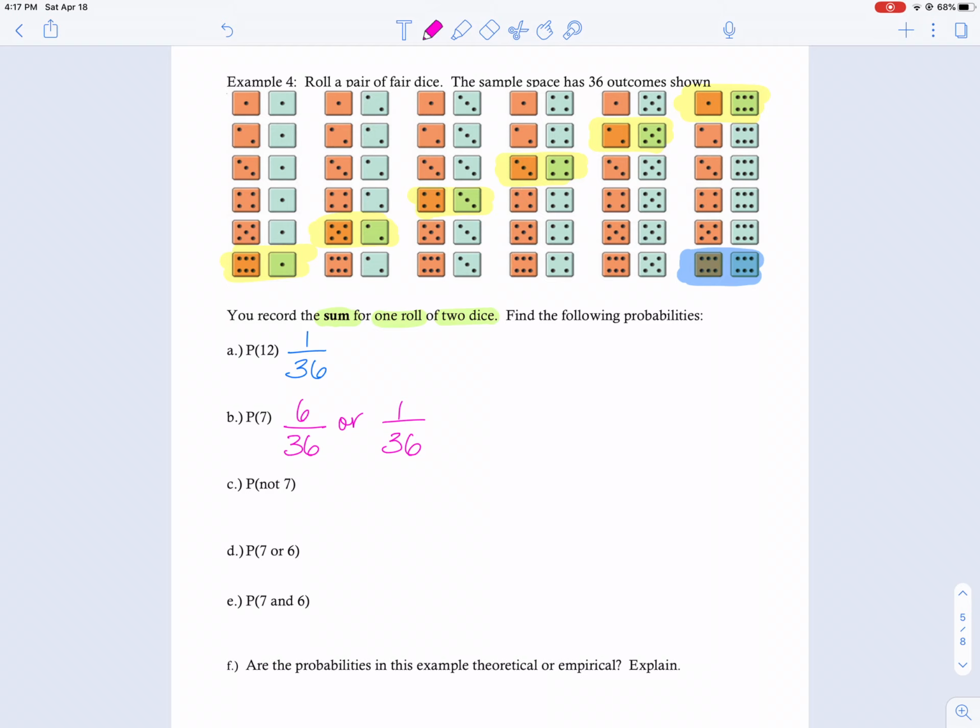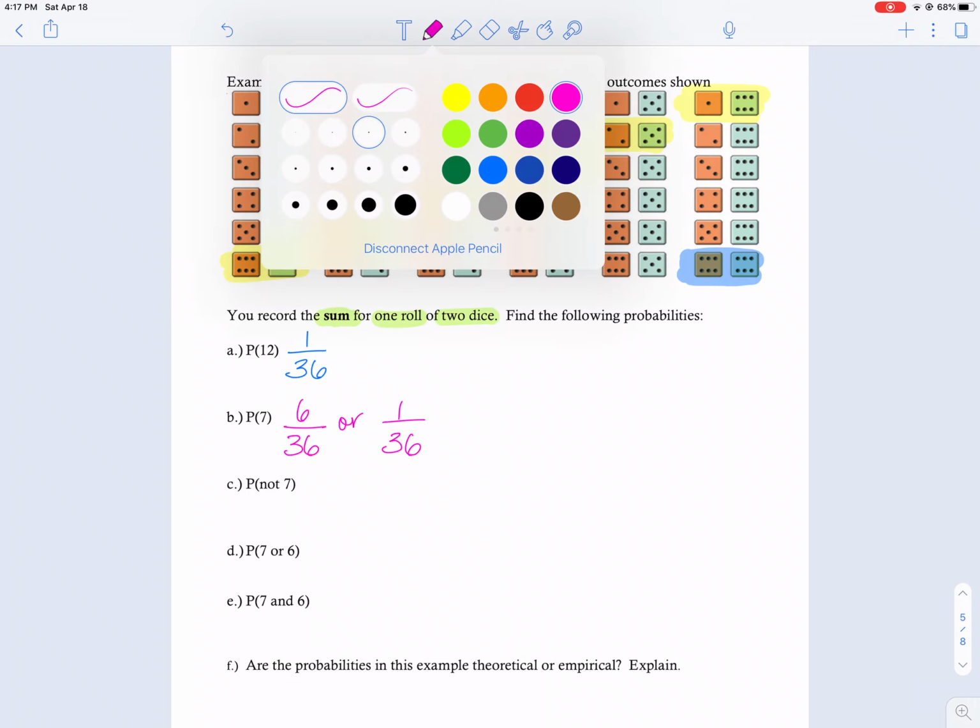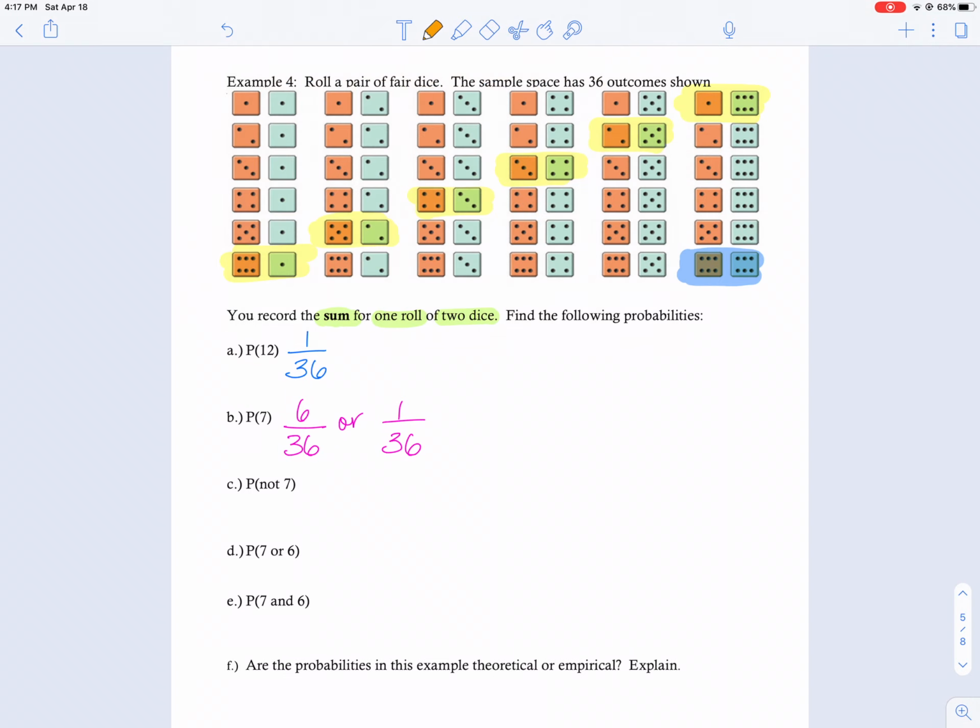Now, here's a good one. What's the probability of not 7? Well, if the probability that it is 7 is 6 out of 36, just go the easier route. What's the probability that it's not 7? 30 out of 36. Okay, the complement.